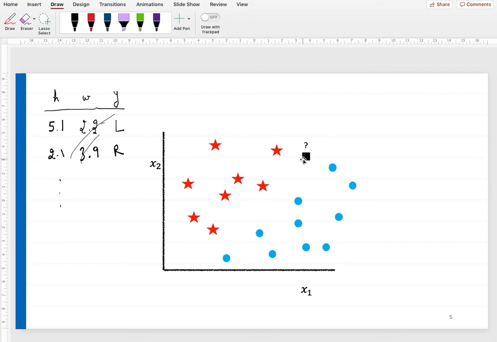Looks like a rose, but maybe a lotus. It might be a lotus as well. Okay, so how do you do it generally? How will you do it mathematically, not by visually seeing it? Mathematically, how can you do it?